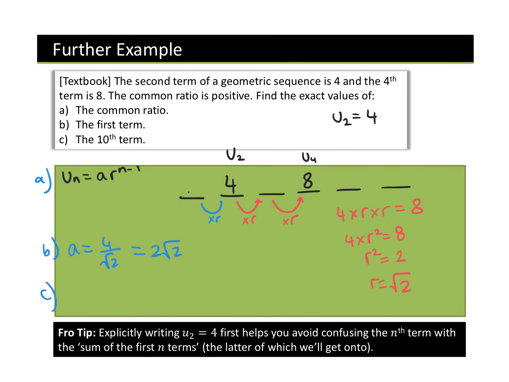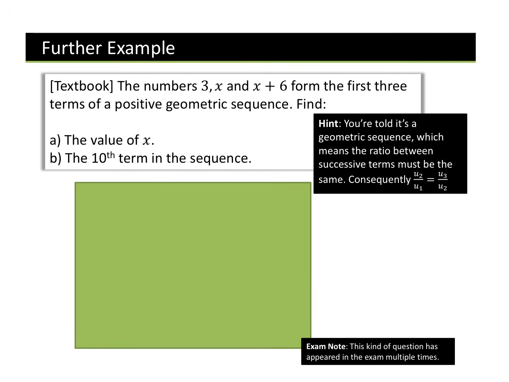Then for part C, it says find the 10th term. So u10 equals A, which is 2 root 2, multiplied by r, which is root 2, to the power of 10 minus 1, which is 9, which is going to equal 64. Okay, here we go, off you go.